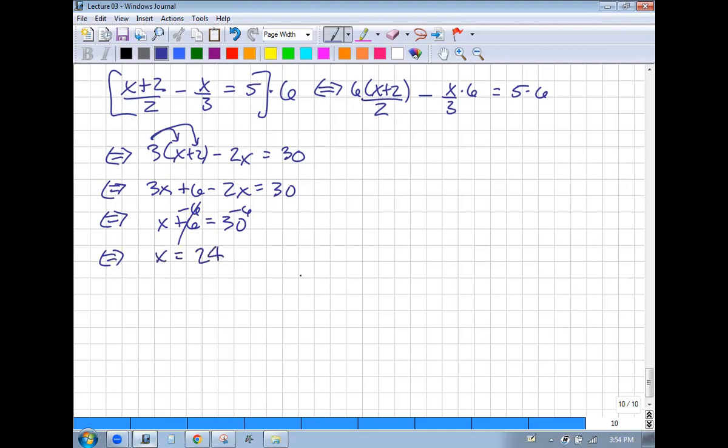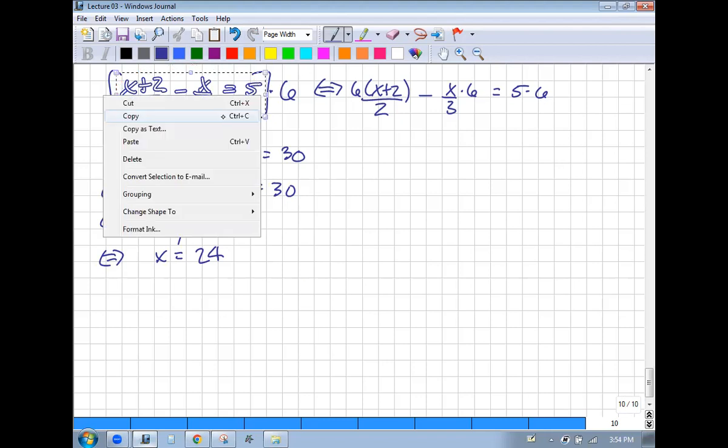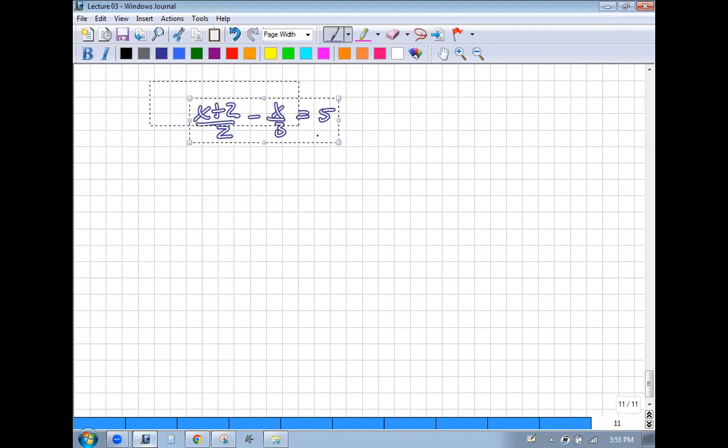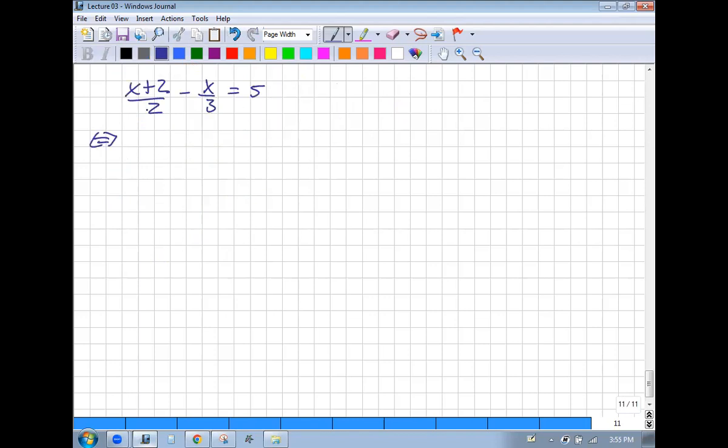All right, let's check your work, plug it in. All right, we could have done this if we didn't do this trick first, we could do it that way. It just sucks, right? This guy is the same thing as x over 2 plus 2 over 2. And we have minus x over 3 equals 5, right?